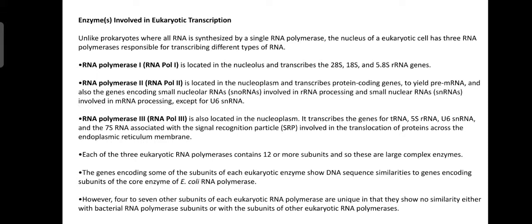Then, what is the function of RNA polymerase 3? It is also located in the nucleoplasm and it will transcribe the genes for tRNA, 5S rRNA, U6 snRNA, and 7S RNA, which is associated with the signal recognition particle involved in translocation of proteins across the endoplasmic reticulum membrane. This is the function of RNA polymerase 3.